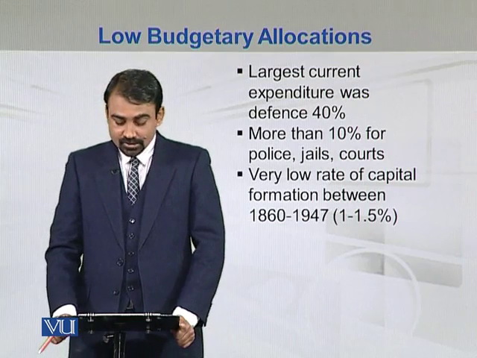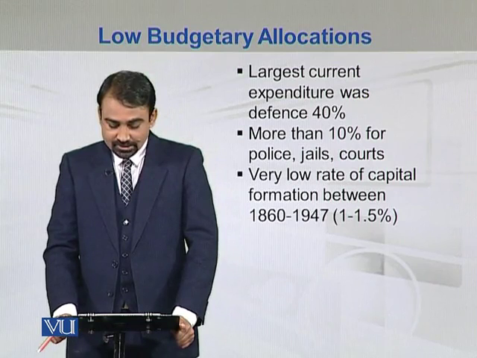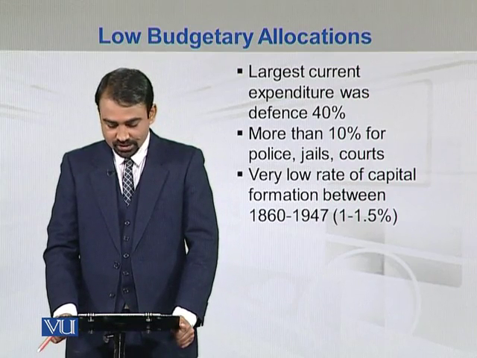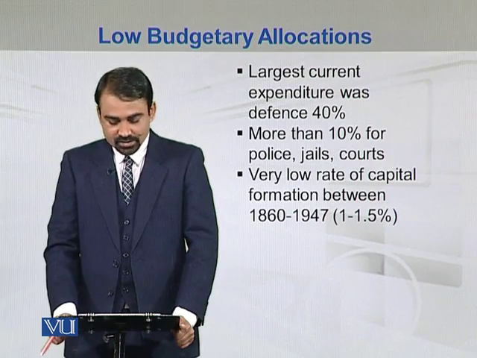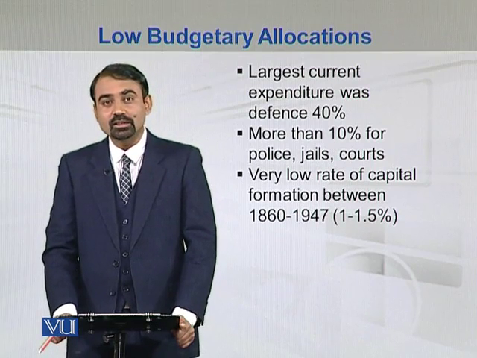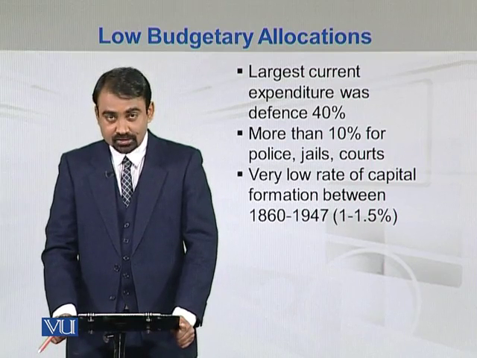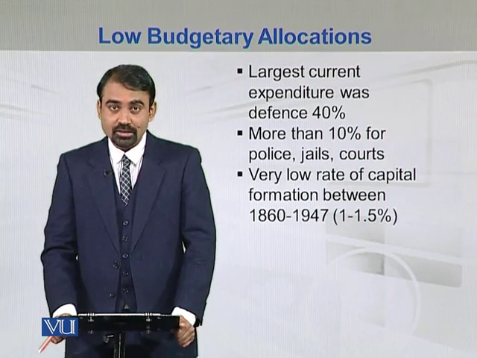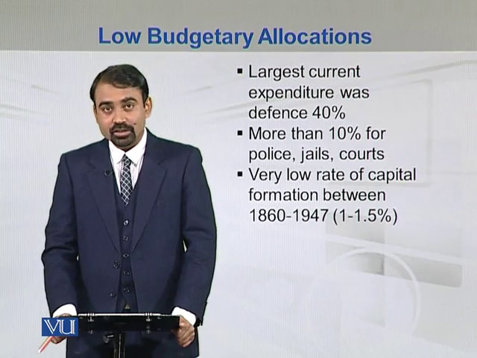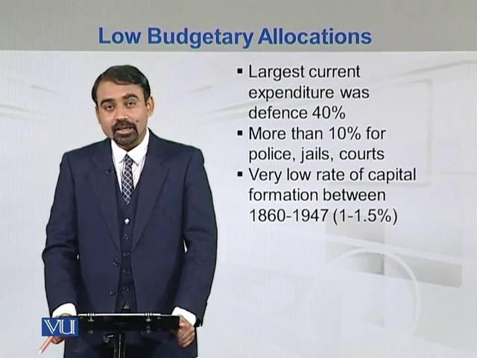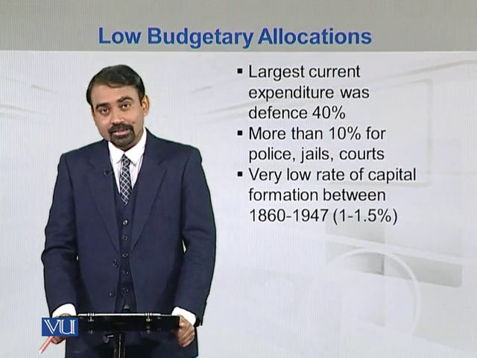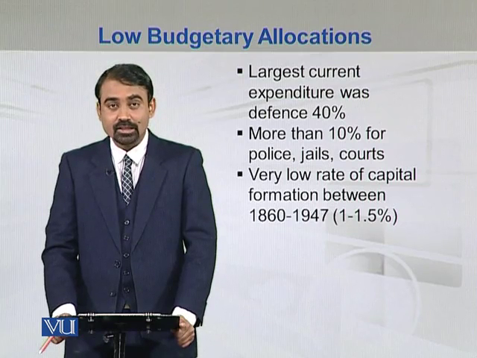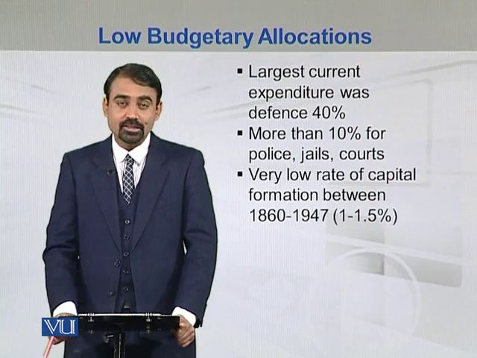As a result, we see that between 1860 and 1947, there was a very low rate of capital formation. It was just 1 to 1.5%. If you study economics, you would know that the capital formation rate is a very important indicator of economic growth. And the higher rates of capital growth are directly linked with economic growth, poverty reduction, and higher standards of life.